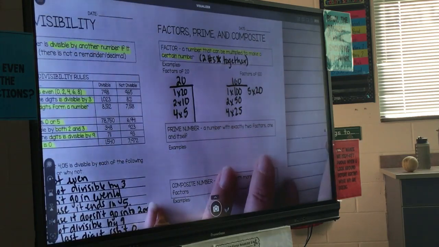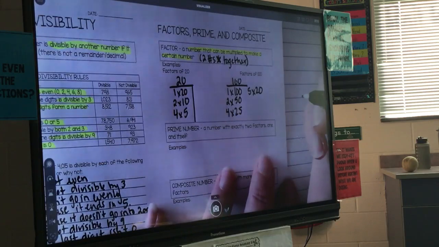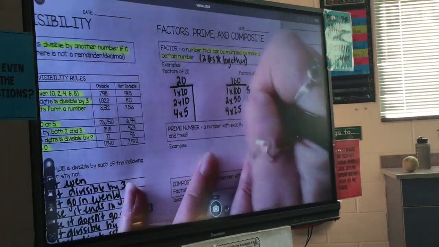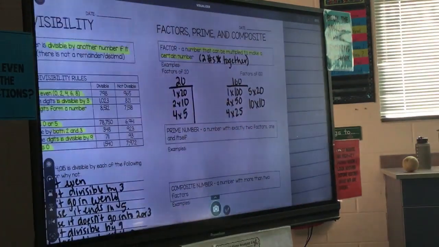Does 7 work? No. Raise your hand and tell me, why does it not work? Kira? It's the same reason for all the ones that don't work. You're literally telling me the exact same reason. Gabe? Doesn't go in evenly. What about 8? Doesn't go in evenly. What about 9? What about 10? So 10 times 10.